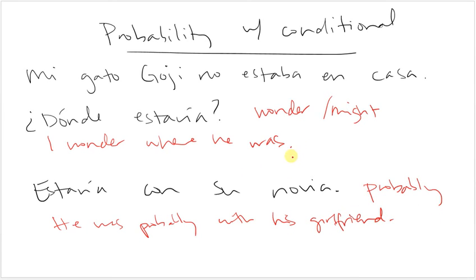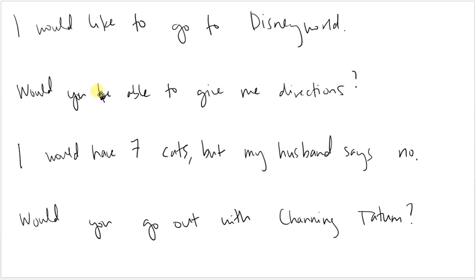Okay, so if you want to talk about something that probably already happened in the past, you can use the conditional tense. Otherwise, it's always going to mean would. So, for example, I would like to go to Disney World. This is something that you say a lot. I would like. So you have me, and then the conditional of gustar. So you have the full infinitive gustar plus the conditional ending, which is ía. So me gustaría ir a Disney World. Me gustaría is something very common.